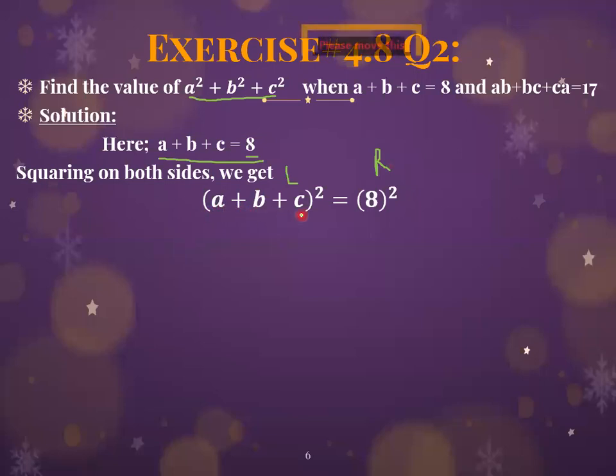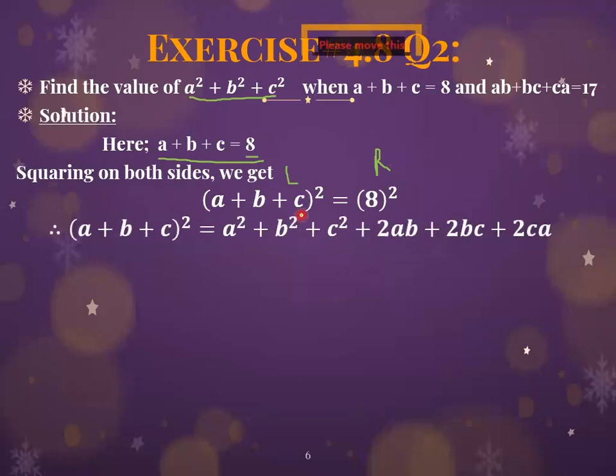So you know what it equals to? Yes, (a + b + c) whole square will be equal to a square plus b square plus c square plus 2ab plus 2bc plus 2ca. Now what you will do, instead of this, you will write that this whole term is equal to this one.